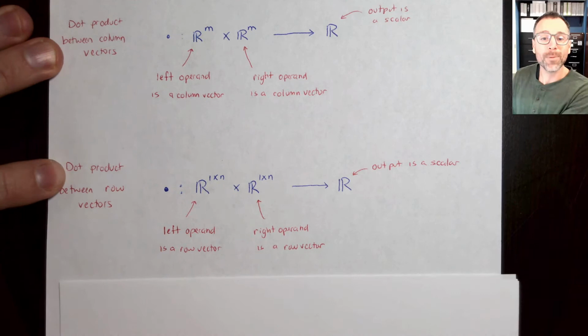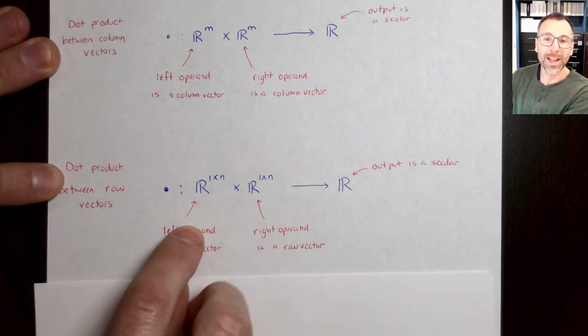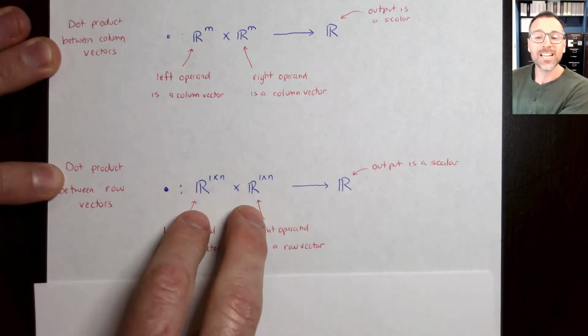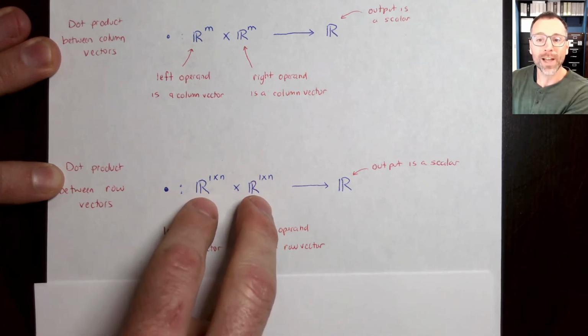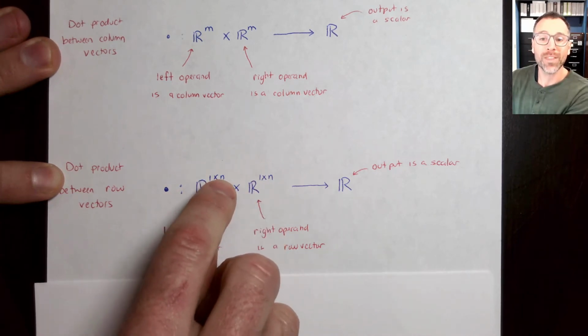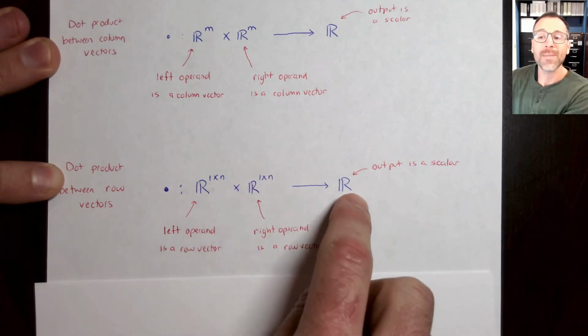We can also do a dot product between two row vectors, which is almost identical, still a binary operation with two input vectors. We have the left operand and the right operand. In this case, we say that the inputs are identically dimensioned row vectors. So the left input is a row vector with n columns, the right input is a row vector with identically n columns, and then the output is a scalar.